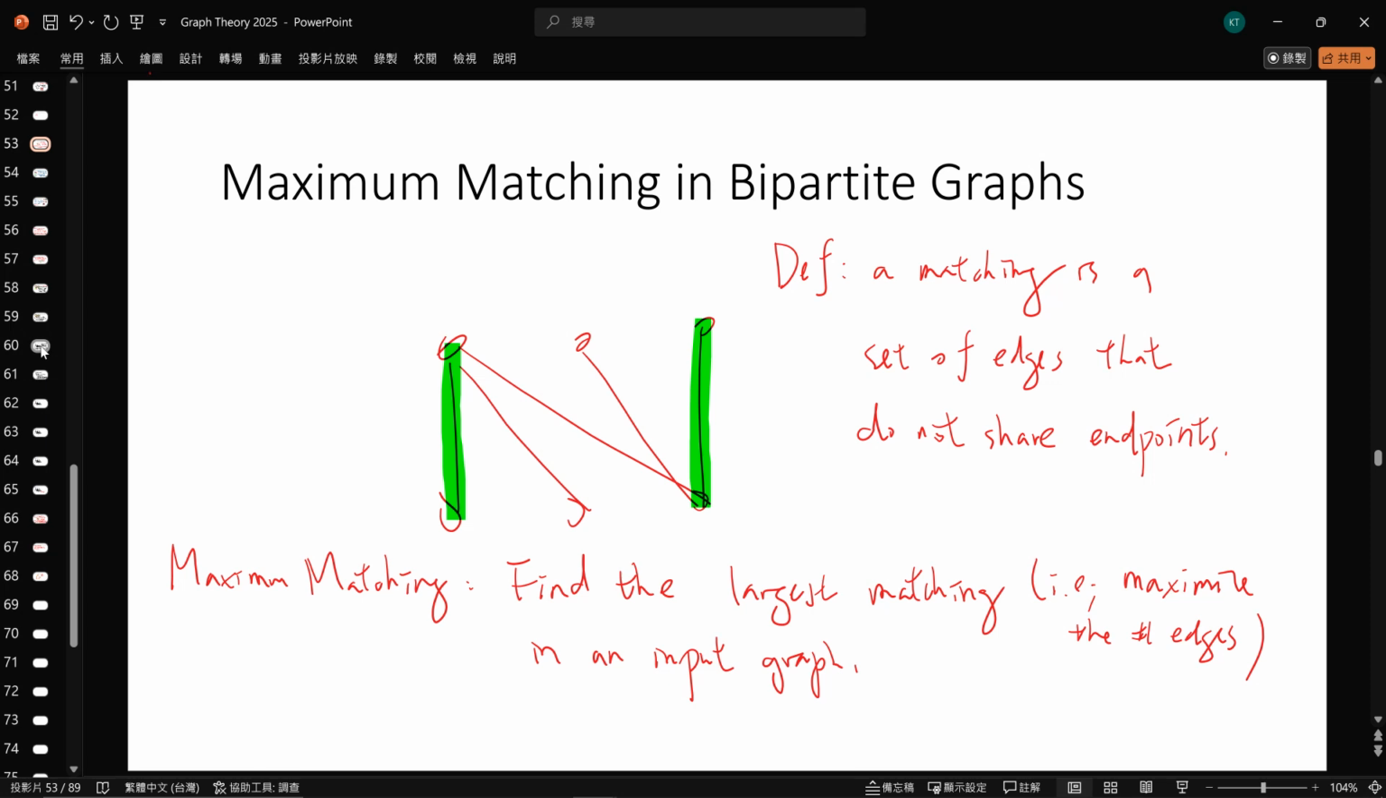And we consider the problem of finding the largest matching. Here a matching is just a set of edges such that these edges do not share endpoints, or they do not touch each other. We want to have the largest matching, and by largest, I mean the most edges in a matching. For example, in this bipartite graph, we can have at most two edges in the matching, so this is really the maximum matching. So we want to have an algorithm to find the maximum matching.